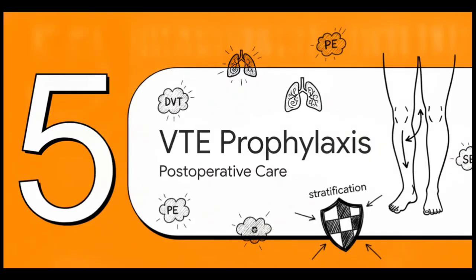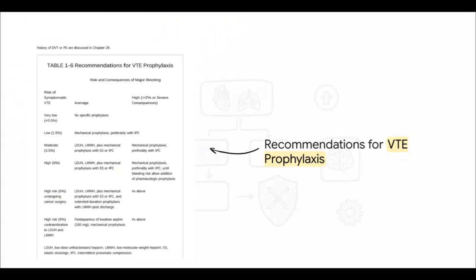Section 5. Post-operative VTE prophylaxis. This is our final system, and remember, things like DVT and PE are highly preventable as long as you stratify the risk correctly. To prevent these complications, we constantly have to balance the risk of VTE against the risk of major surgical bleeding. For a patient with a moderate VTE risk, say around 3.0%, with an average bleeding risk, the standard recommendation is pharmacologic prophylaxis. That means low-dose unfractionated heparin or low molecular weight heparin, plus a mechanical prophylaxis like intermittent pneumatic compression.